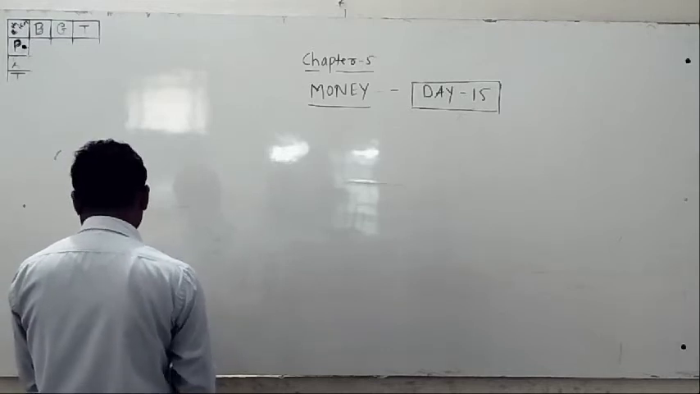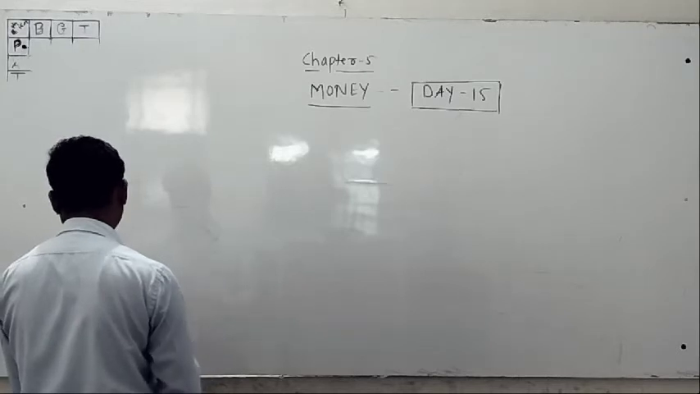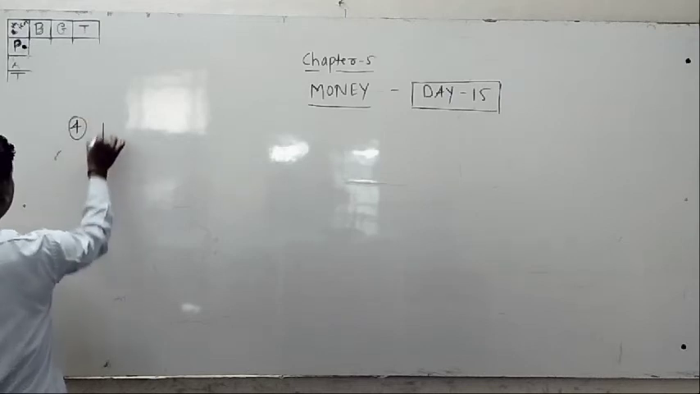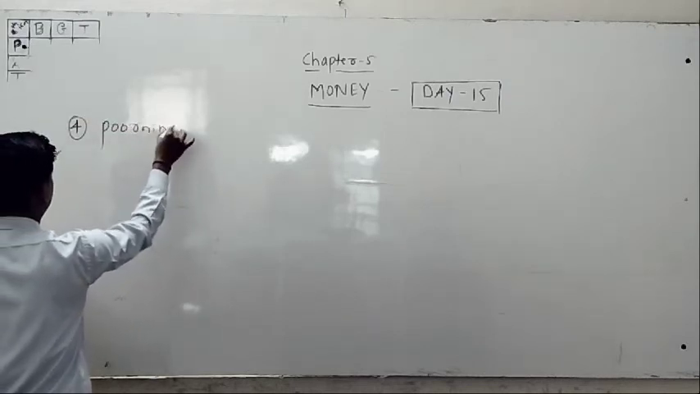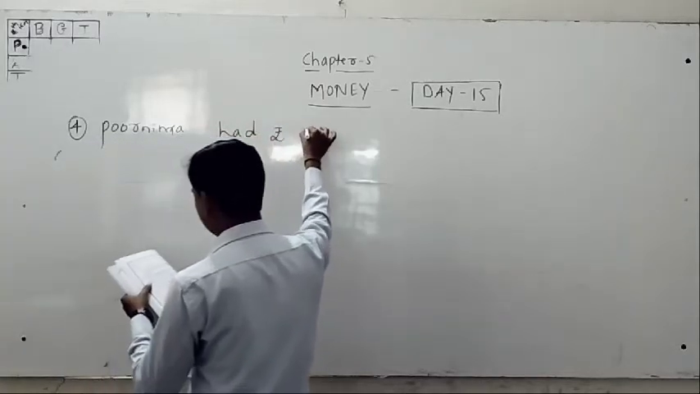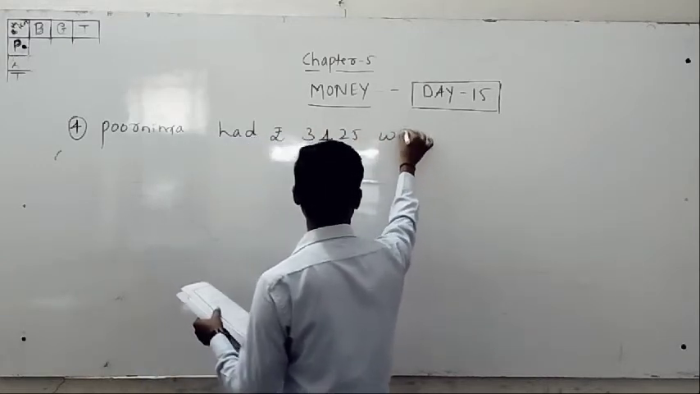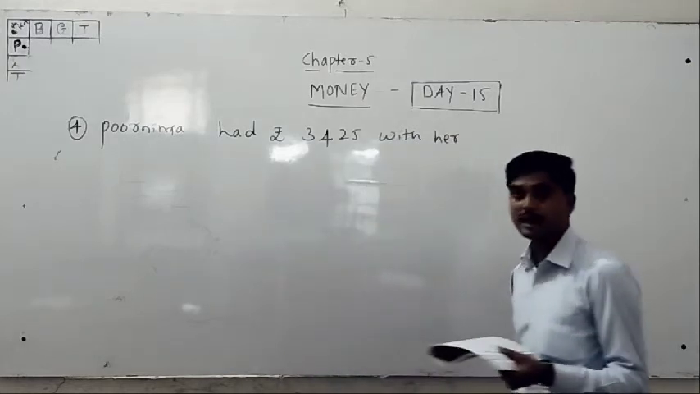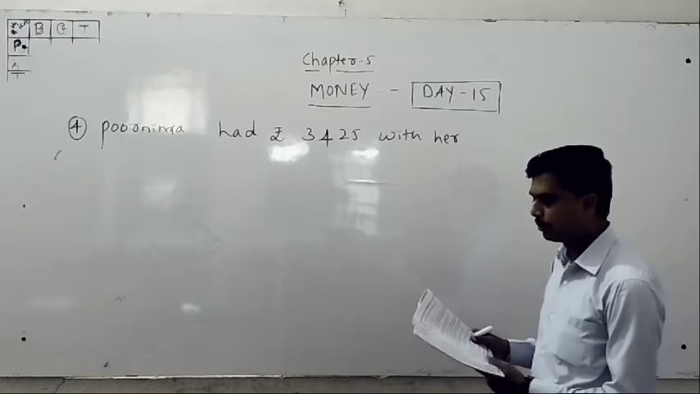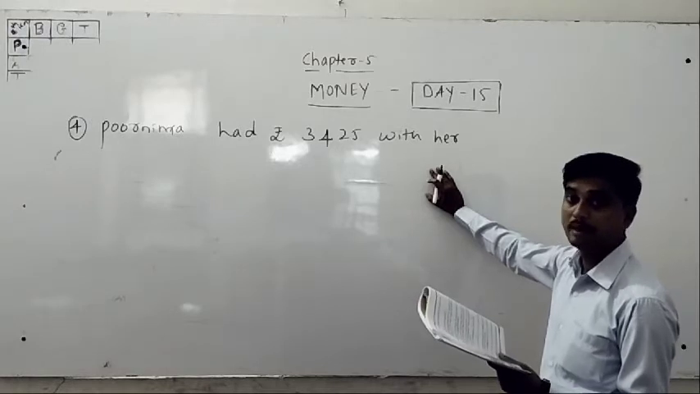First one: Purnima had rupees 3,425 with her. This is your exercise problem. Remember, I am going to solve that exercise problem. It is the fourth one, subtraction involving the money system.